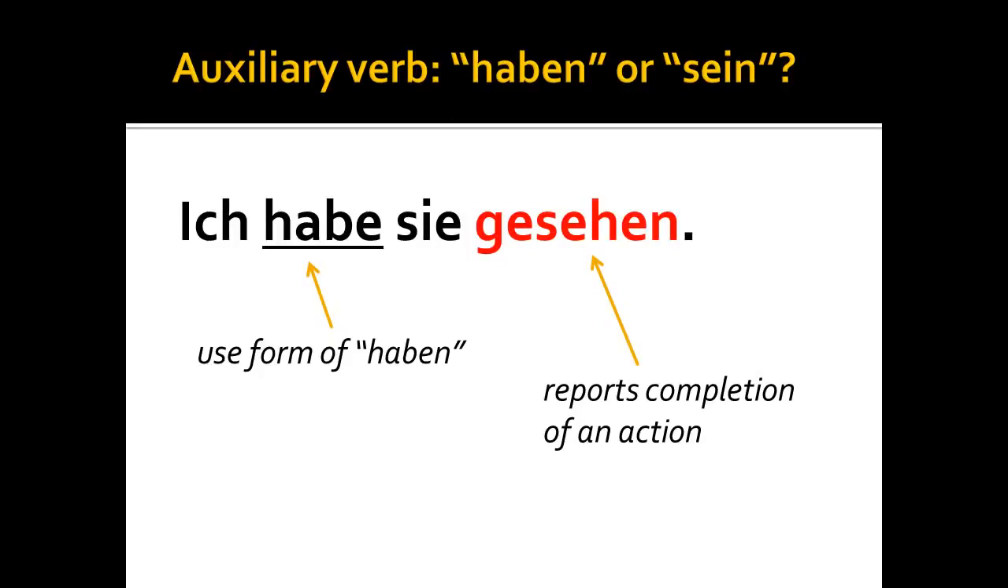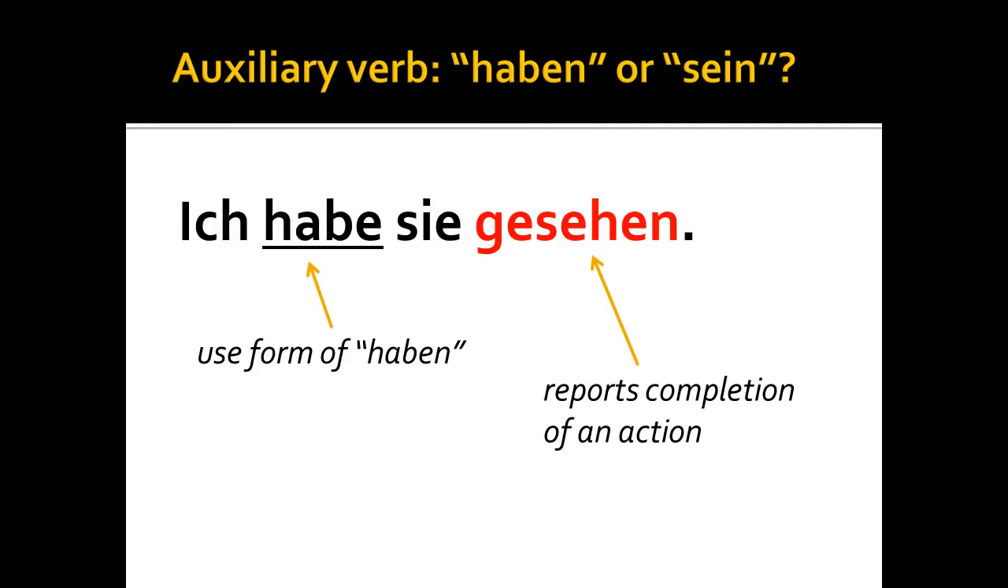Now, everything else generally uses the auxiliary verb haben. Ich habe sie gesehen. I have seen her, or I've seen them. There's no motion involved. There's no change of condition involved. Gesehen, the past participle of sehen, or to see, is reporting on the action of me seeing this person or seeing these people. So, since there's no motion or change of condition, I use the auxiliary verb haben.